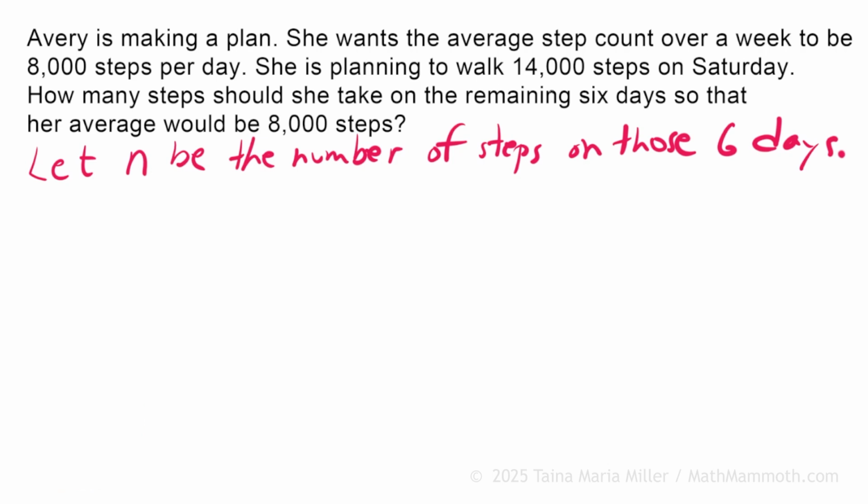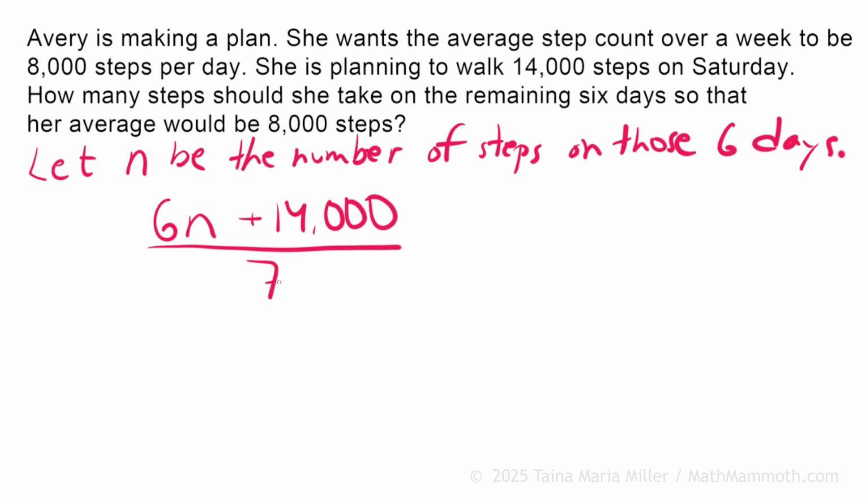She's planning to walk 14,000 steps on Saturday. So that makes a week, 7 days. So in total, for that week, she will walk 6N plus 14,000 steps. That's her total. But it's saying that the average should be 8,000 steps. How do you calculate average? You find the total and divide that by the number of how many items you had in your list. Our list is days, or the number of steps on days. And so this is the total, but we would divide it by 7 days. And then that average should be 8,000.